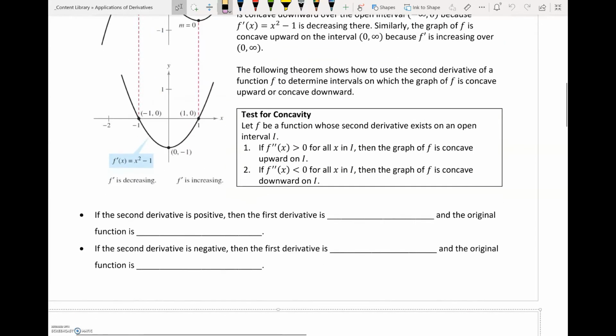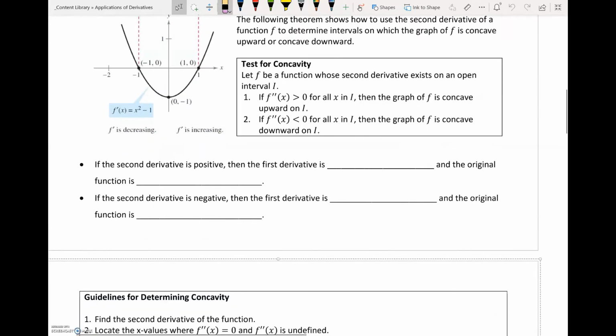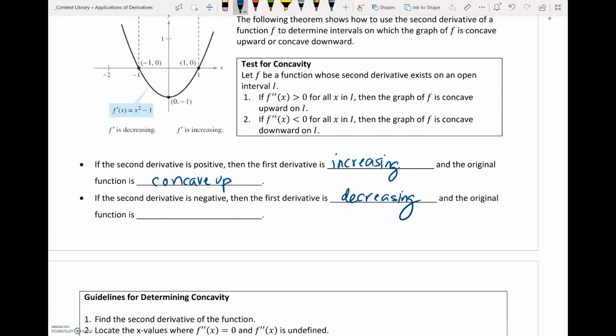Now, the test for concavity states that if your double derivative is positive, then f is going to be concave up. If f double prime is negative, then f is going to be concave down on that interval. In summary, if the second derivative is positive, then the first derivative is increasing, and the original function is concave up. If the second derivative is negative, then the first derivative is decreasing, and the original function is concave down.